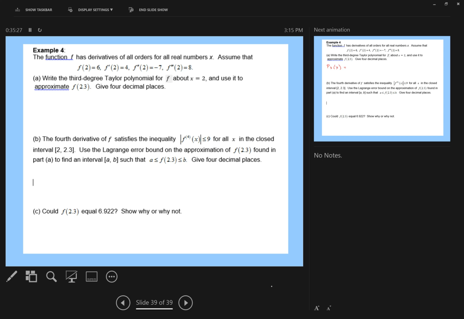You ready? So I'm going to say third degree polynomial is, what's f of 2? Look at it, what is it? 6. And then how do I get the next term? Isn't it the first derivative times x minus 2 since it's centered at 2? You with me? I'm using the formula. And then I need the second derivative, which is -7. Wouldn't it be x minus 2 squared over 2 factorial? Everybody see what I'm doing? I'm just using these to plug in. And then the last one, 8, x minus 2 cubed over 3 factorial.